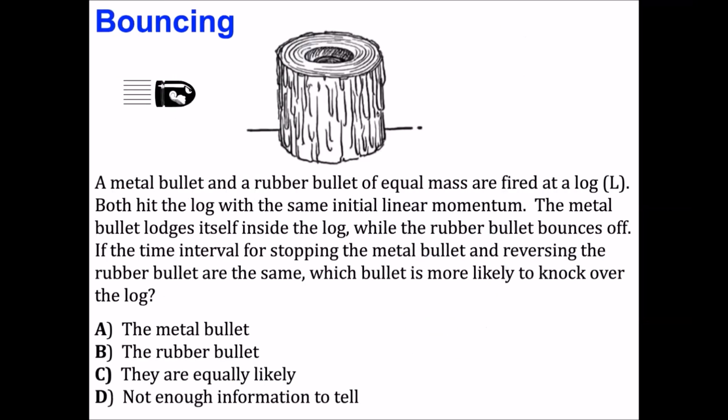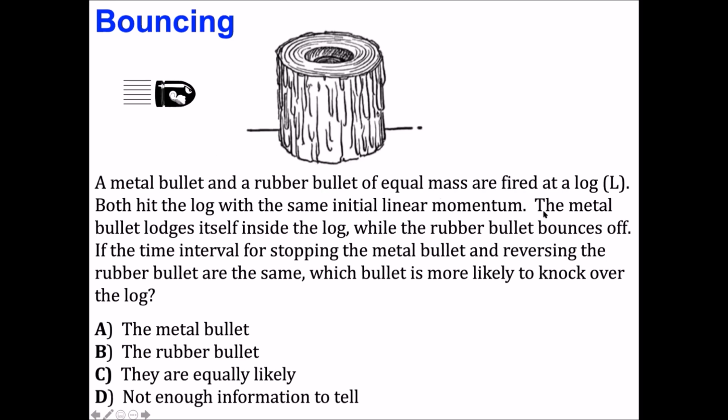Another area that's very interesting to look at involves the idea of bouncing. And we're going to study that through this problem right here, where we have a metal bullet and a rubber bullet that both have the same mass that are fired at a wooden log. And both bullets are going to have the same initial linear momentum, but when they strike the log, we're going to see that both bullets undergo two different types of behaviors or effects.